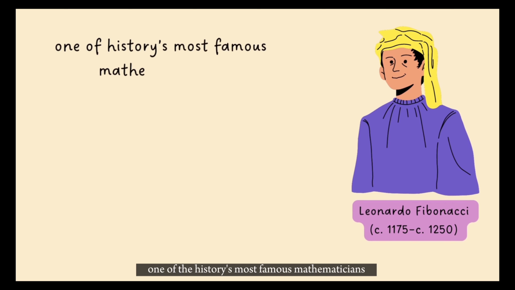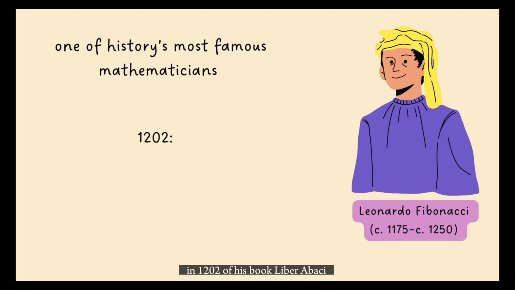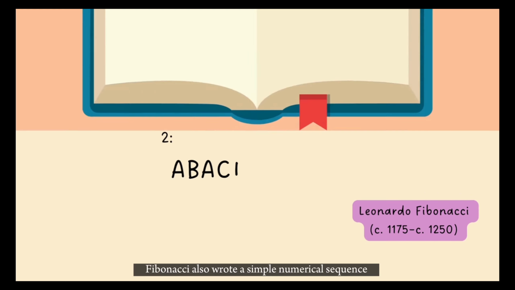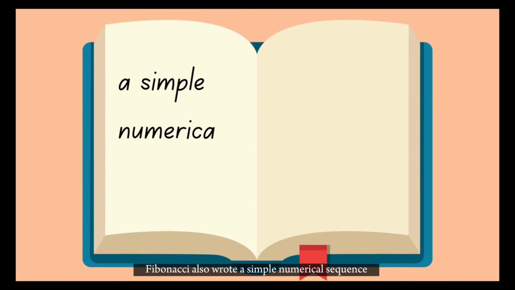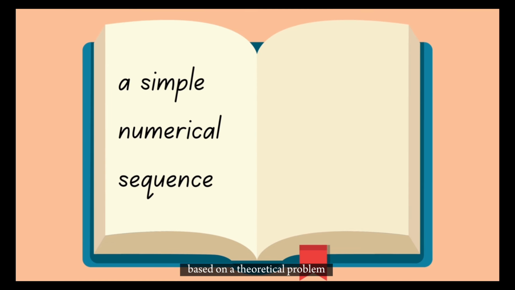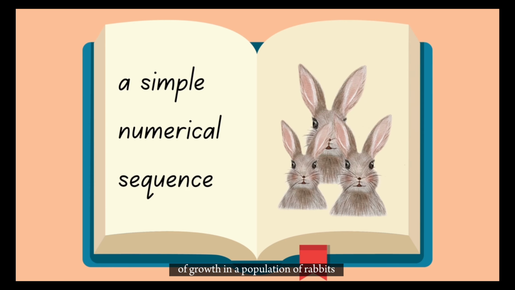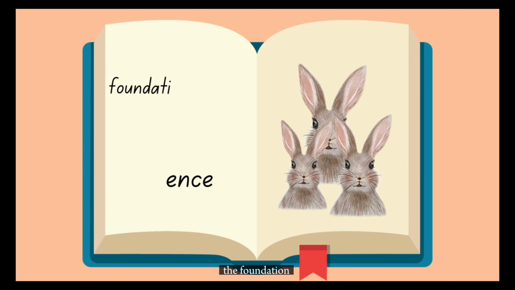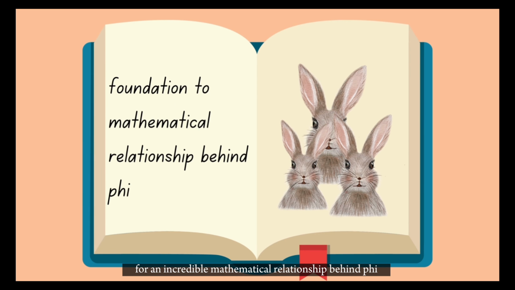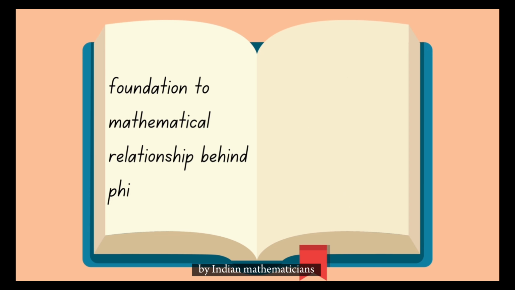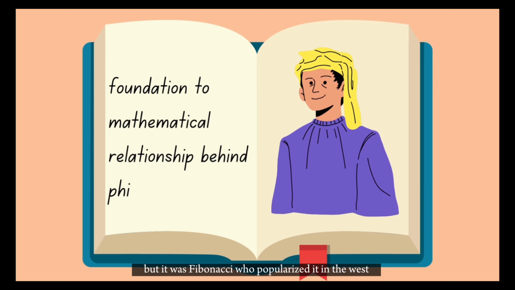The boy, Leonardo Fibonacci, would later become one of history's most famous mathematicians after the publication in 1202 of his book Liber Abaci. In his book, Fibonacci also wrote a simple numerical sequence based on a theoretical problem of growth in a population of rabbits. That sequence, the foundation for an incredible mathematical relationship behind phi, was known as early as the 6th century by Indian mathematicians, but it was Fibonacci who popularized it in the West.